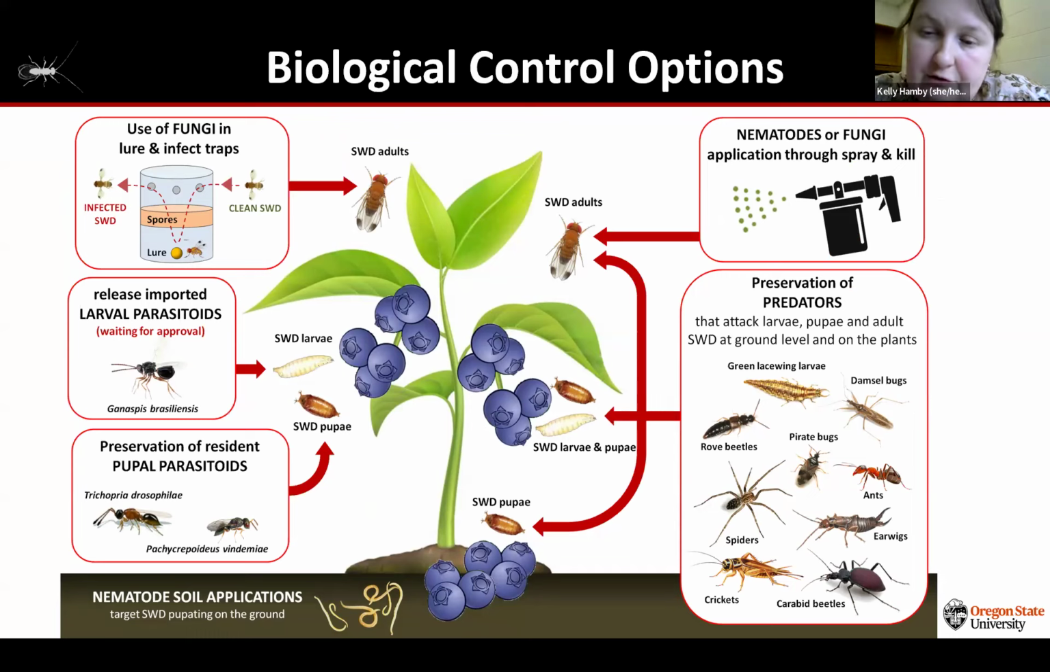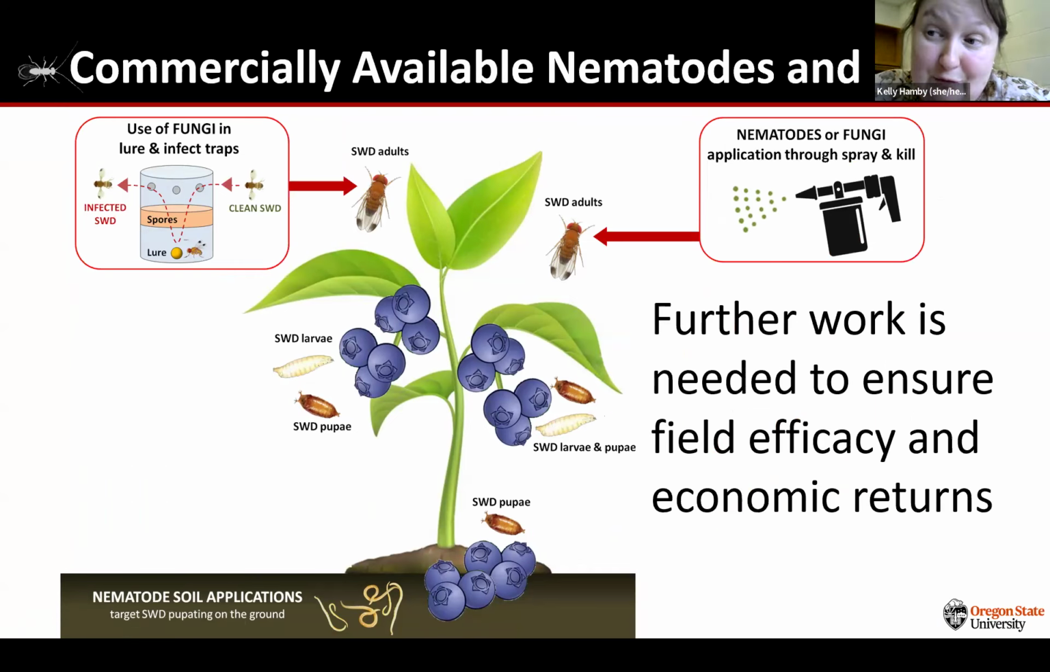There are quite a lot of biological controls that have been considered or are available for spotted-wing Drosophila, and this is a nice summary infographic of those I'll walk through. There are commercially available nematodes and fungi. They have entomopathogenic fungi that would kill the flies. They have been examined and tested in various ways for spotted-wing Drosophila, but further work is needed to ensure their field efficacy and economic returns. So currently, we do not recommend nematodes or entomopathogenic fungi for managing spotted-wing Drosophila.